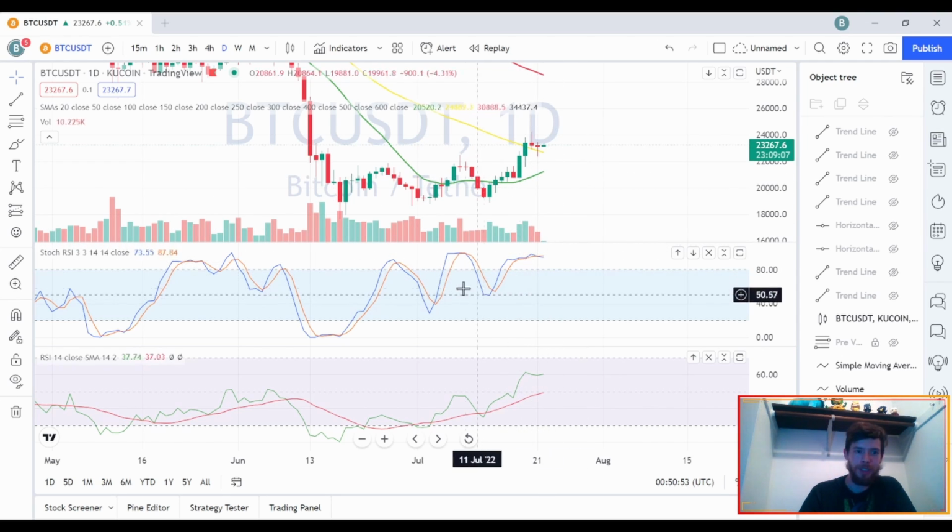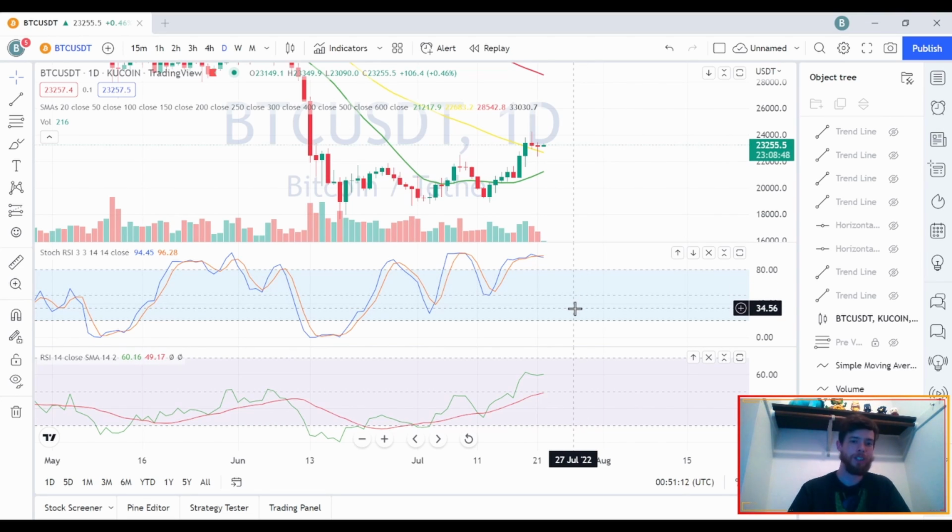Just remember that the Stochastic RSI measures how strong the RSI is moving, and it has the same types of zones as the RSI. So it has your overbought zone, your oversold zone, your neutral zone, your bullish zone, and your bearish zone. That's all for today's video.